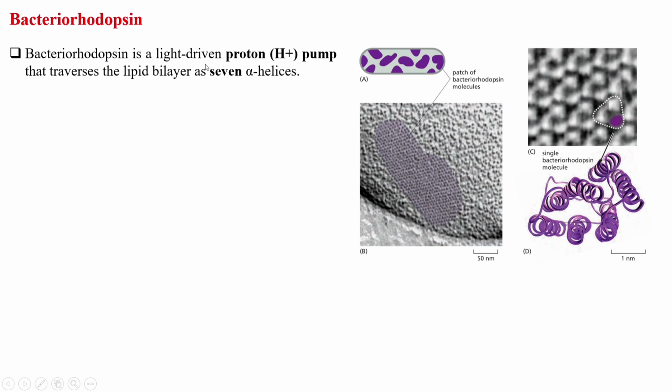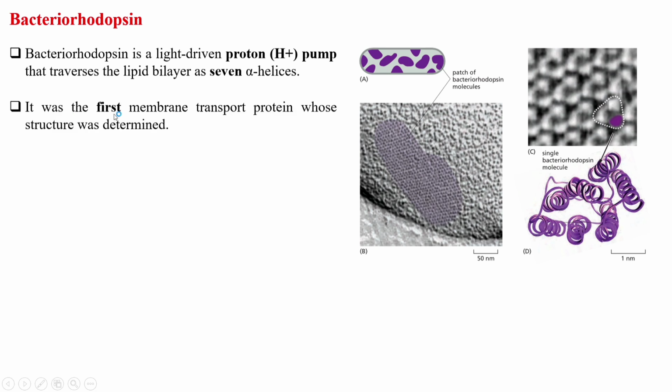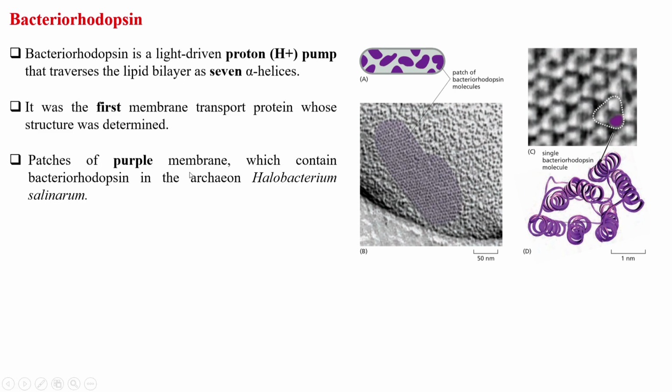Now, bacteriorhodopsin is a light-driven proton pump. That means it can absorb solar energy and pump protons, meaning hydrogen ions. Basically, they pump the hydrogen ions from outside of the cell. Now, it was the first membrane transport protein whose structure was determined by electron crystallography and then by X-ray crystallography to a high resolution. Now, patches of purple membrane contain bacteriorhodopsin in the archaeon halobacterium.